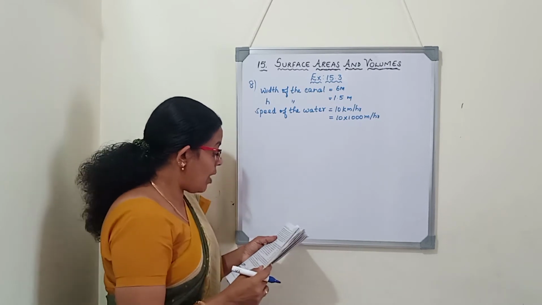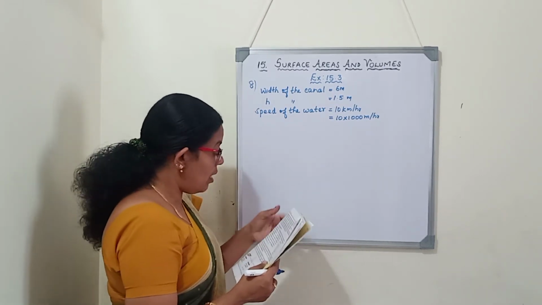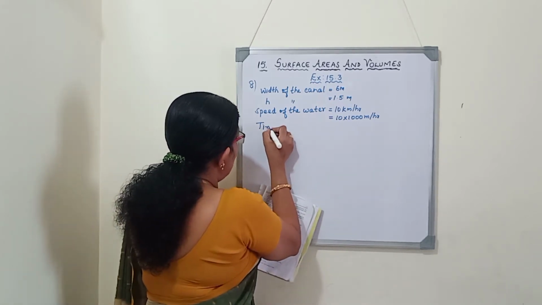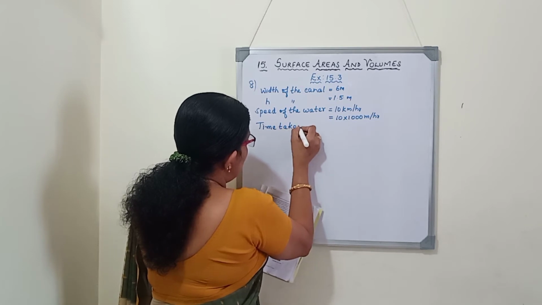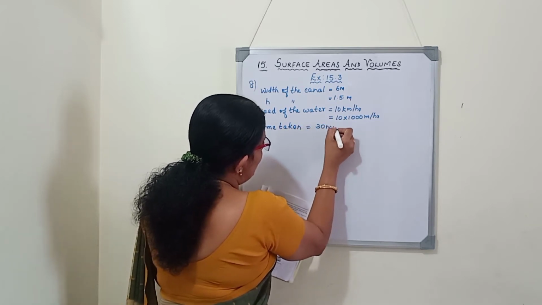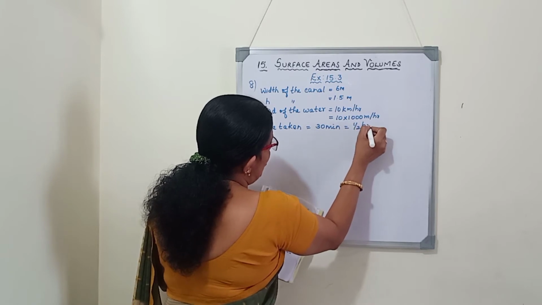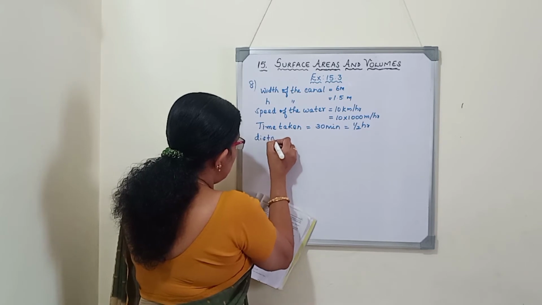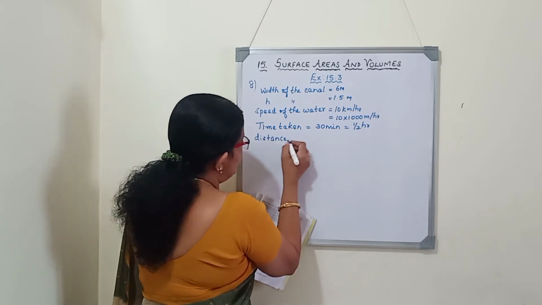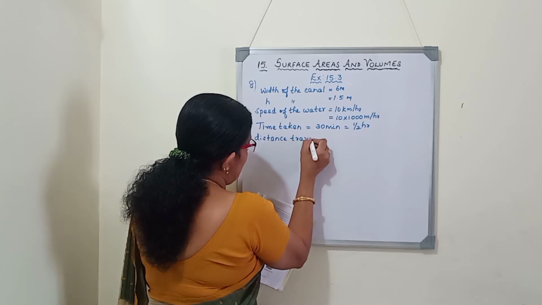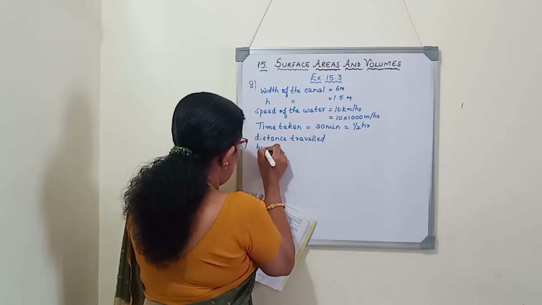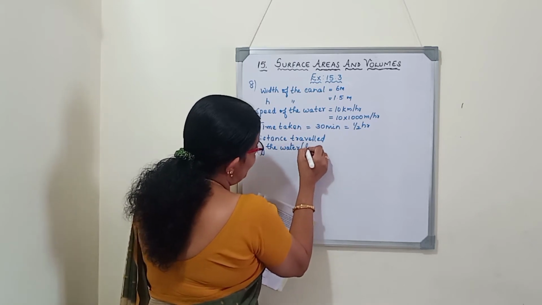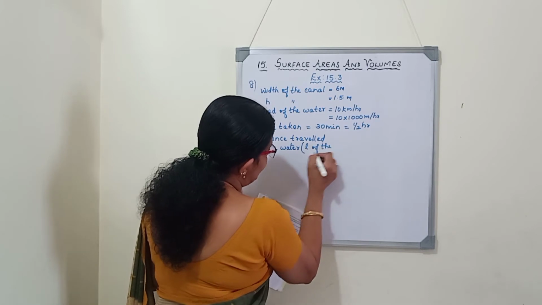So here they are asking how much area will it irrigate. This water will irrigate in 30 minutes. So time is 30 minutes. We will convert 30 minutes into hour. 30 minutes equals half an hour. So we have time, we have speed, so distance we will find. So distance travelled by the water in the canal will be considered as the length of the canal or length of the cuboid.